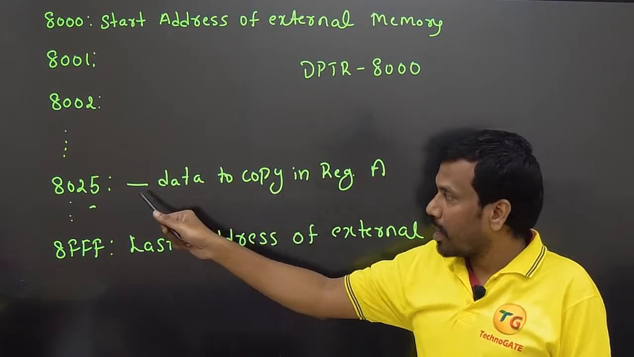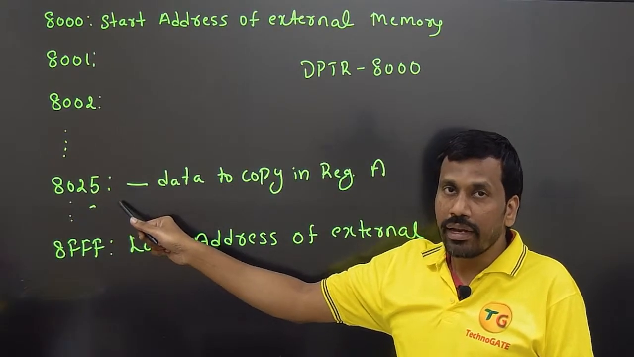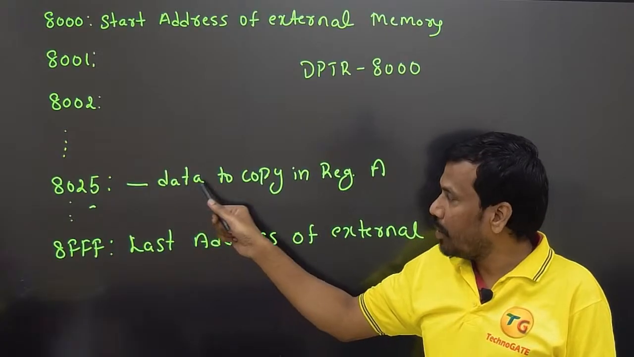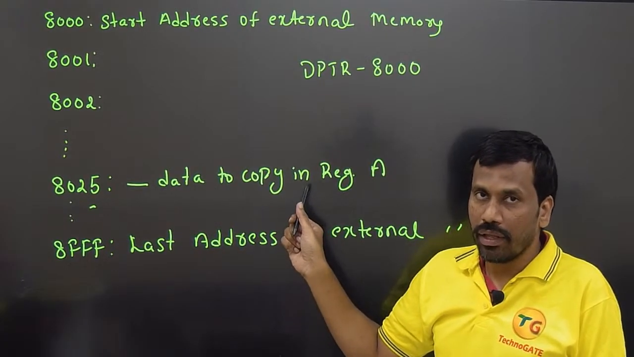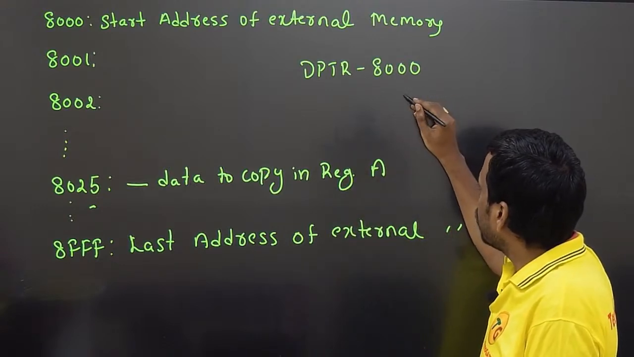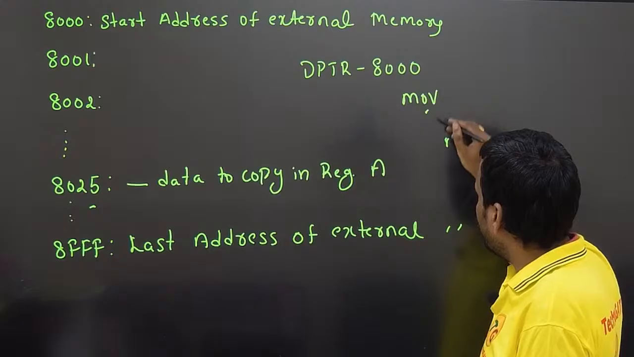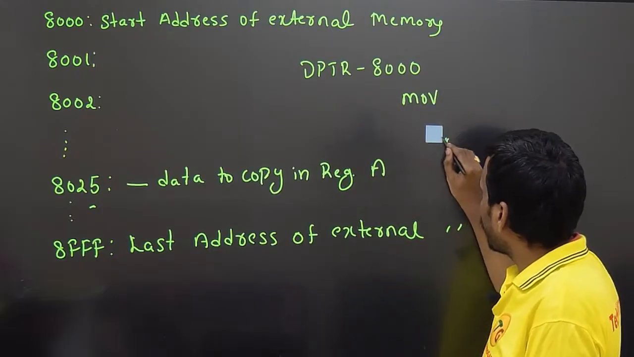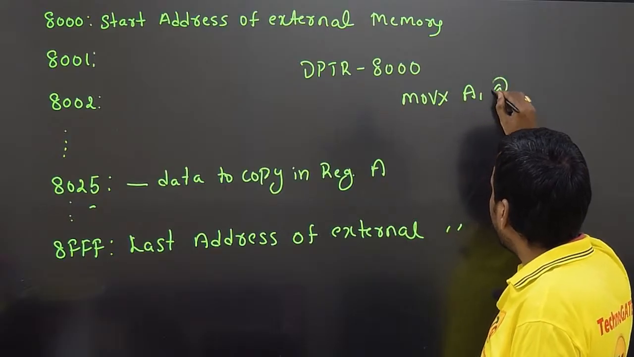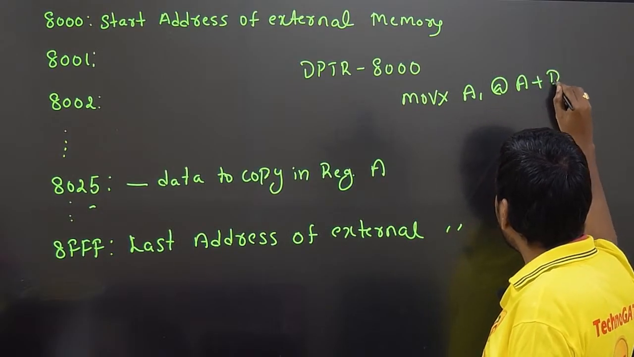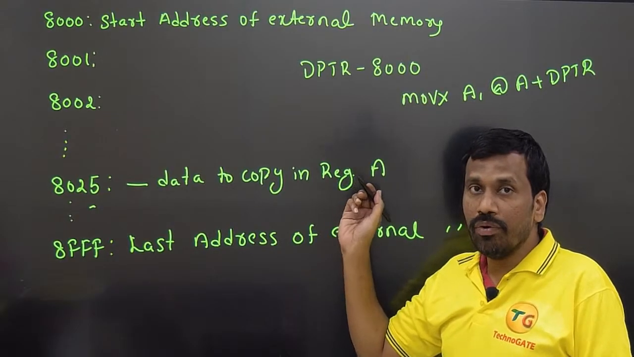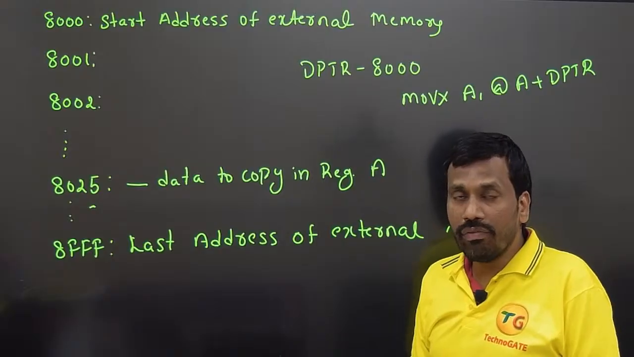Okay. Come to 8025 address location. Here some data is there. That data what I want to do? I want to copy into register A. Okay. So now how you will do that? So for example, MOVX A, @A+DPTR. Previously I have written this statement, MOVX A, @A+DPTR.